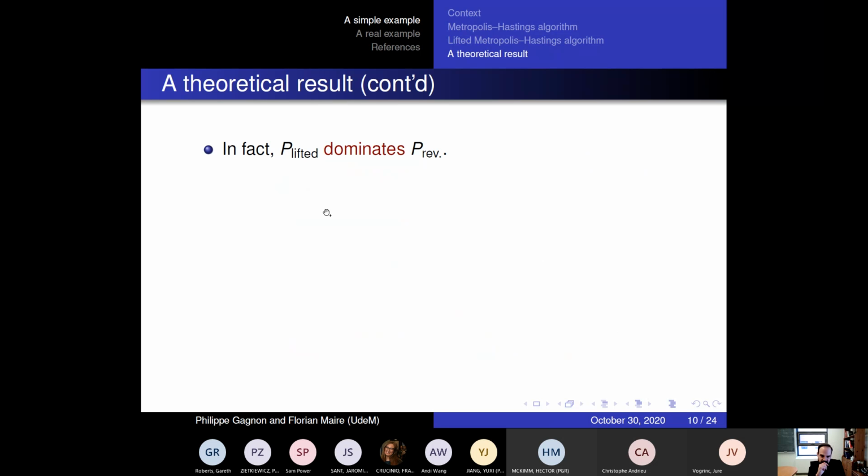And there's something else that I want to tell you on the theoretical side. So actually, for the lifted sampler, we don't have directly that it dominates MH, okay? What we know is that it dominates another Markov kernel that is its reversible counterpart, okay? And I will define this sampler, okay? So it's defined also on the extended state space.